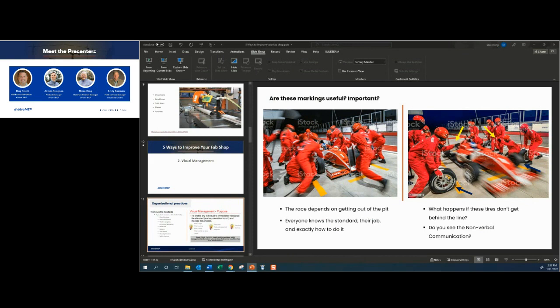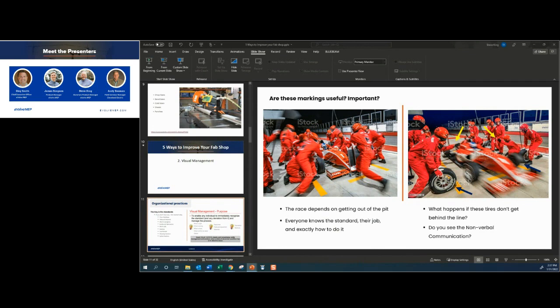So this is not obviously fabrication related, but it gets to the heart of these markings, and these markings mean something. Here you can see those tires. What happens if these tires don't get behind that line? There's going to be a situation that could cost you the race. Those tires have to be behind that line. That's what that line represents. And so that is nonverbal communication. They know to get that tire behind that line. They don't need to be told.